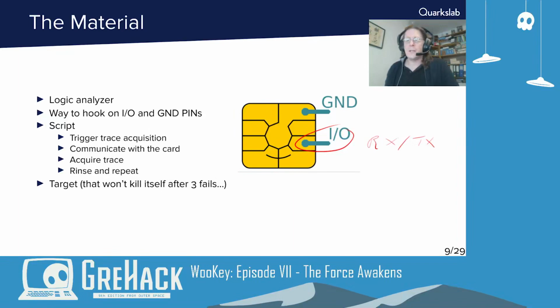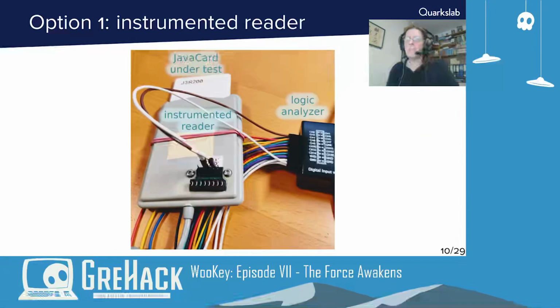So how to hook on the smart card IO lines? Two possibilities. One is to pick the lines directly from a reader if you can open the reader and modify it. Here you see I added a small pin header to a commercial reader, and you see that we've got only 2 wires that go to the logic analyzer.